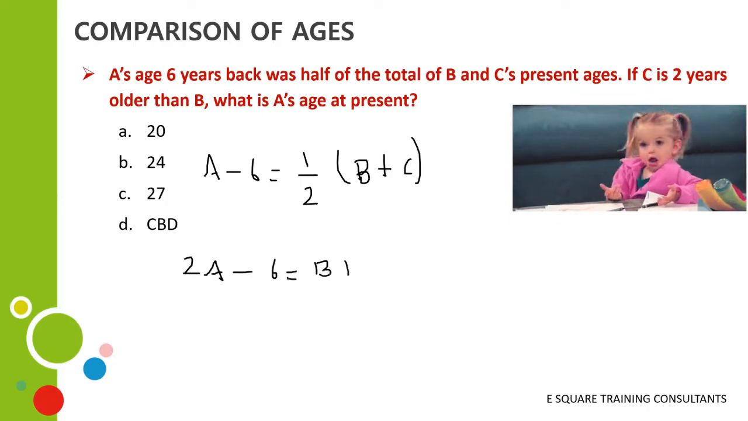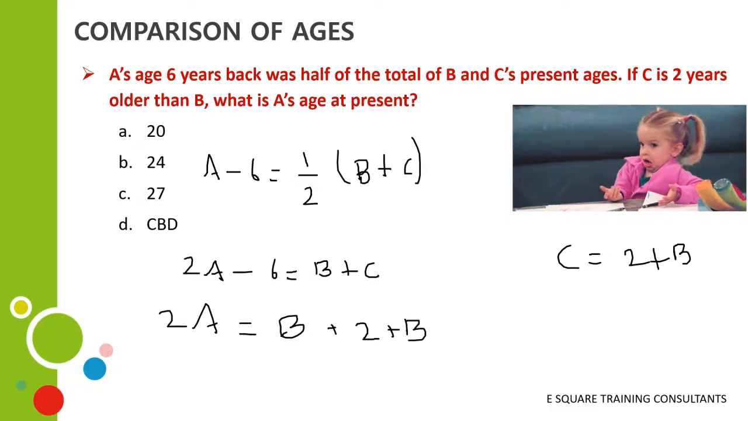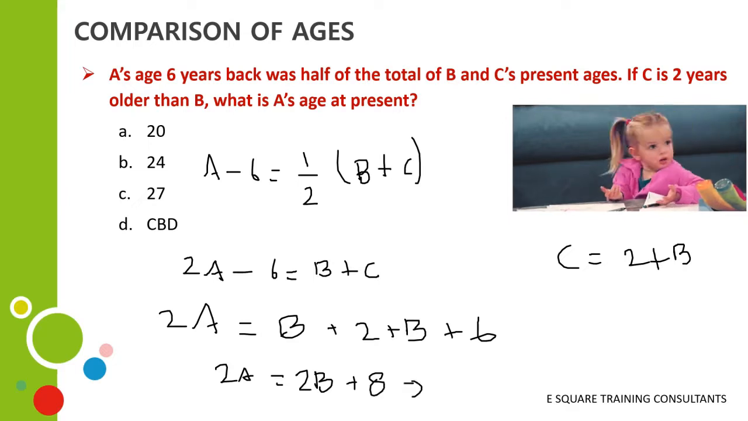Let us just put this on hold. The second statement is if c is 2 years older than b, so c will be equal to 2 plus b. What is a's present age? In order to find a's age, probably we can take it from here. So 2a minus 6, I'm going to take it to the other side. In the place of b, I can just place b as such, and in the place of c, I can take 2 plus b. Still I have minus 6 which is coming to this side as plus 6. So 2a will be equal to 2b plus 8. Even if I'm reducing this equation, this can be a will be equal to b plus 4.